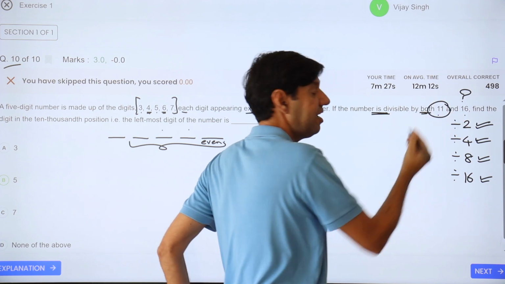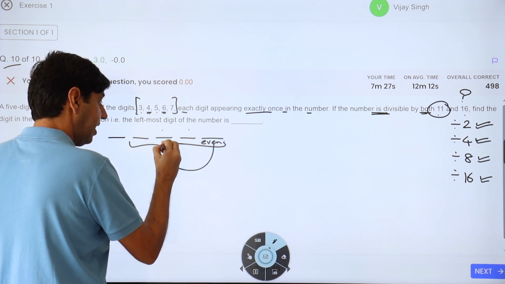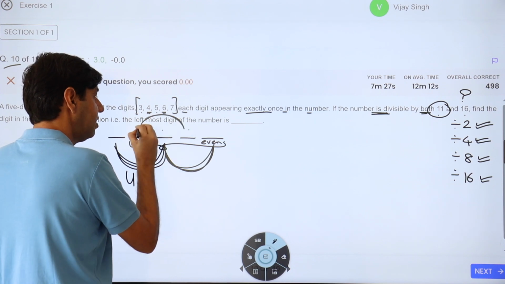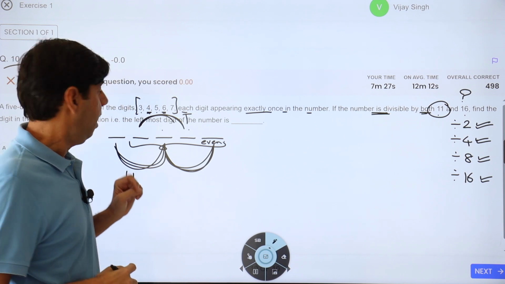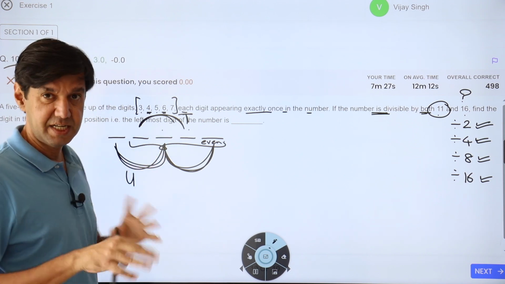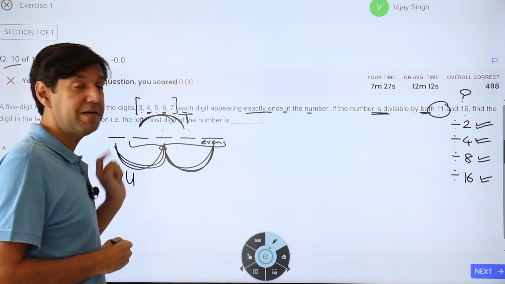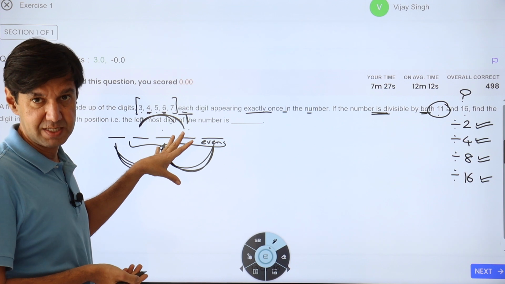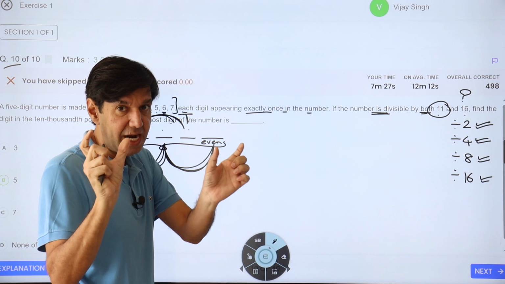Whereas for 11, can I use something? Yes, for 11, how do we handle? The rule is, you take the alternate digits, the sum of these digits, you call it U. The sum of these 2 digits, you call it T. Now how do I split this such that U minus T is divisible by 11? U minus T could be minus 11, 11, 0, anything, right? Now for a beginner that might mean there are too many ways, but for a decently practiced person, this boils down to finding 2 numbers, U and T.